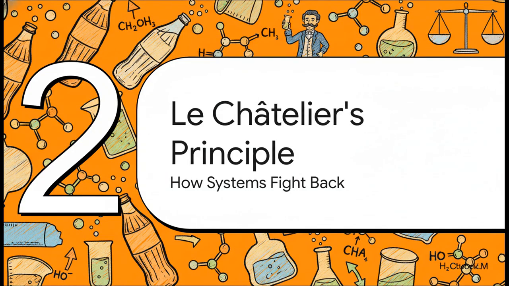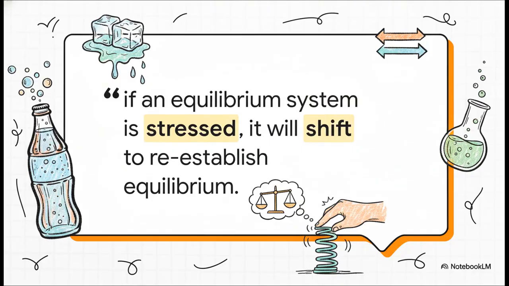So the big question is, what happens when you mess with that perfect dynamic balance? Well, luckily for us, a French chemist named Henry Louis Le Châtelier figured that out, and his principle is pretty much the hero of our story today. Okay, so here's the core idea. When a system that's in that perfect dynamic balance gets stressed, and that just means you change something, it doesn't just give up and fall apart. No, it actively fights back to counteract whatever you just did and find a new point of balance.